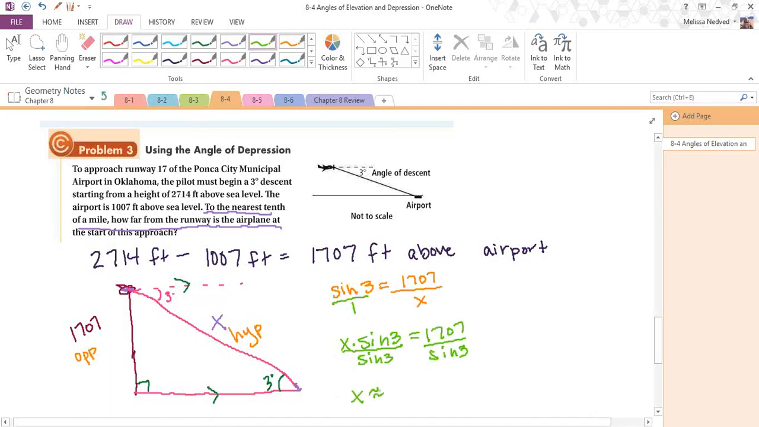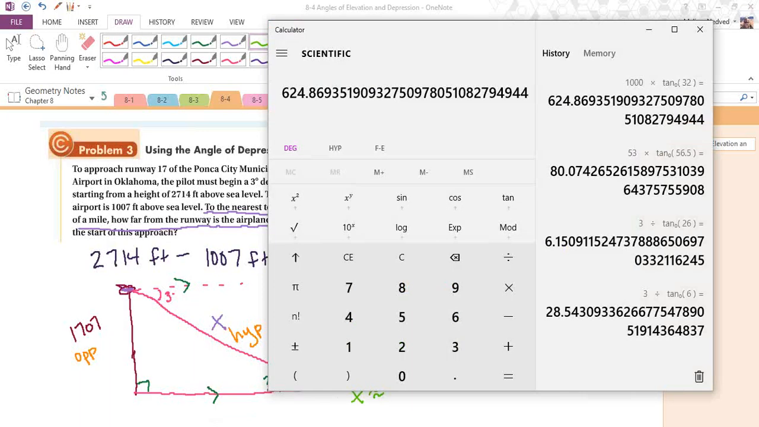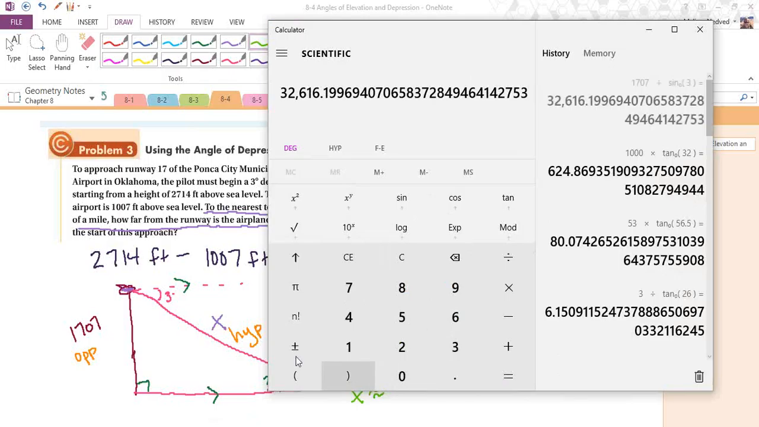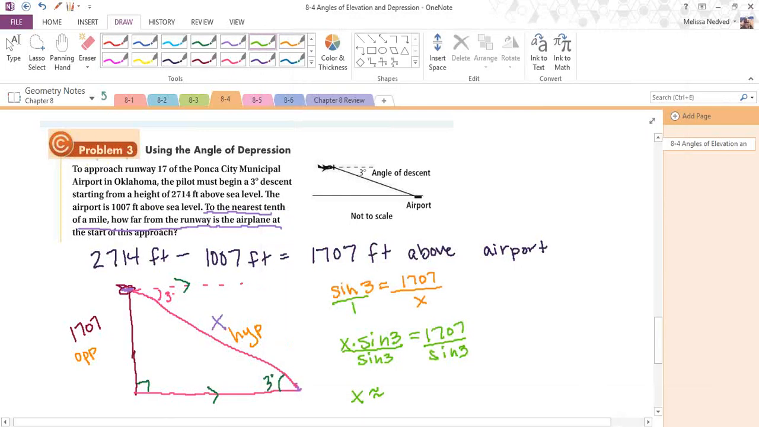And x is approximately 1,707 divided by sine of 3. Let's see what that is. 1,707 divided by, and again, 3 sine, and enter. About 32,616 feet.